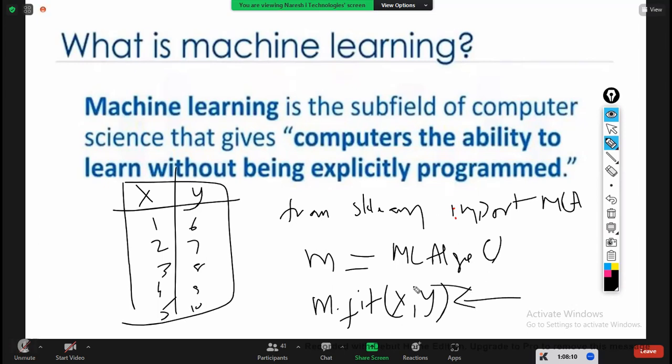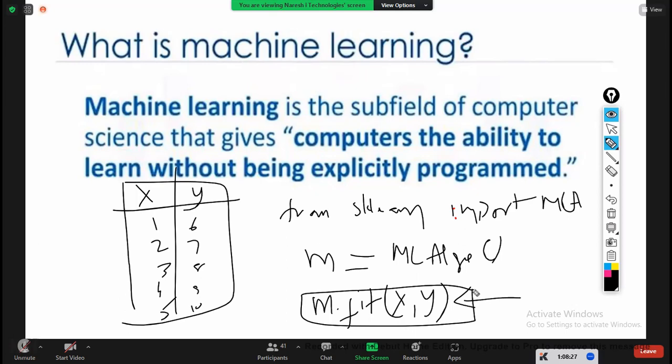The interview will not be about what code you are going to use or which library you are going to import. If I click on fit of X comma Y, what happens in the backend? That is the interview. Standard scalar, what is meant by standard scalar?